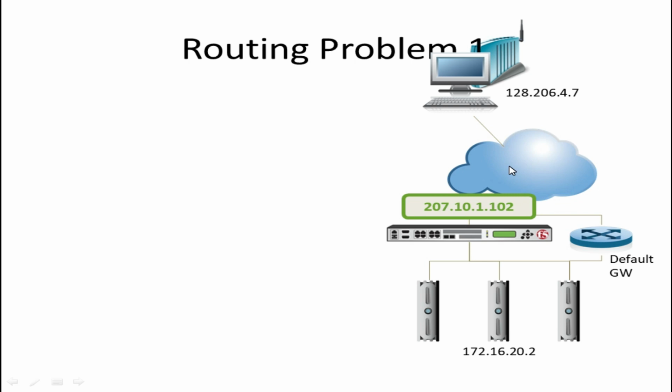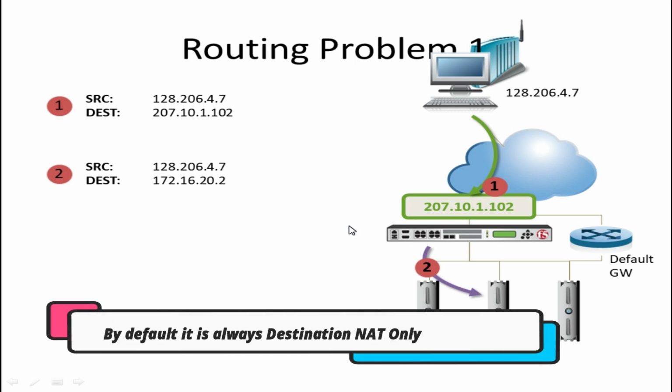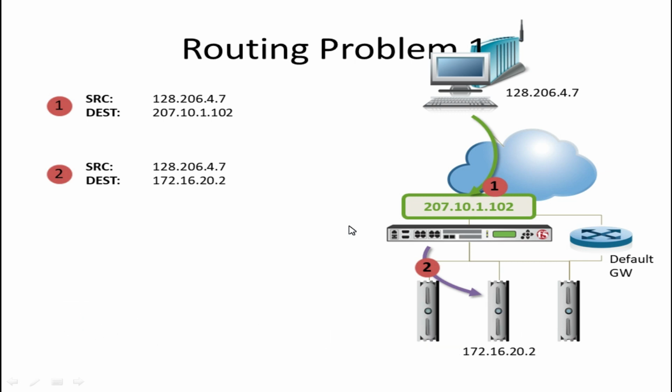172.16.20.2 is the lucky node, or the pool member, which is selected by the load balancing method. Let us see how the request will go. This is how the request flows. Your source packet would be the PC as source, and the destination would be your virtual server. In the second flow, the source stays the same. By default BIG-IP does not change the source, it does only destination NAT, and the destination IP is converted to your lucky pool member.